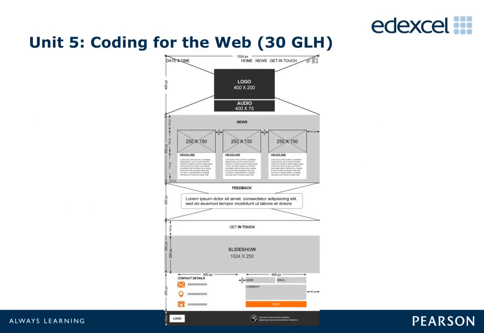The Unit 5 examination is Coding for the Web. The examination assesses each student's ability to combine HTML, CSS, and JavaScript to create a web page or a website from a wireframe provided in the examination paper.